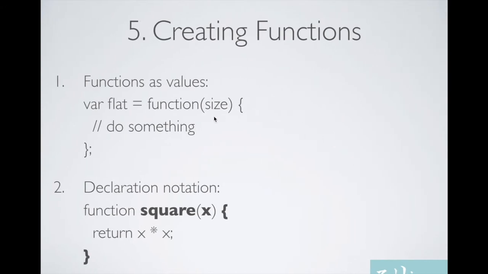So there are two ways to create functions. The first one is to create a variable and then assign a function value to this variable. That's what we have been seeing. Like this example, we create a variable called flat and then assign a function to this variable. The second way is declaration. We use the function keyword to declare square as a function, and the parameter is x, and the body is return x multiply x.